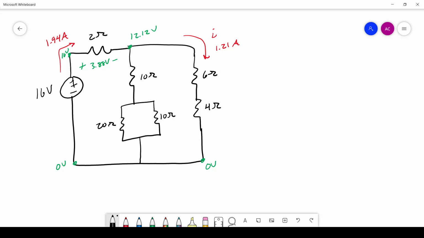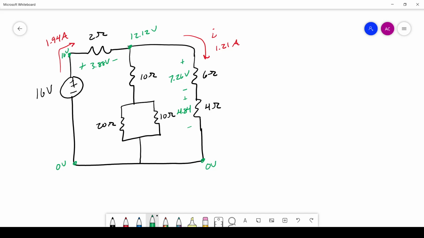Okay, so now that we found the current, we can put that 6 ohm and 4 ohm back the way it was. And we can ask, what is going to be the voltage across each of these? Well, we know the current, we know each one's resistance, so now we can tell the voltage. Remember, Ohm's law, V is equal to I times R. I is 1.21. For this first one, R is 6 ohms, so there's 7.26 volts across that 6 ohm resistor. We do the same thing for the 4 ohm: 1.21 times 4 gives us 4.84 volts.